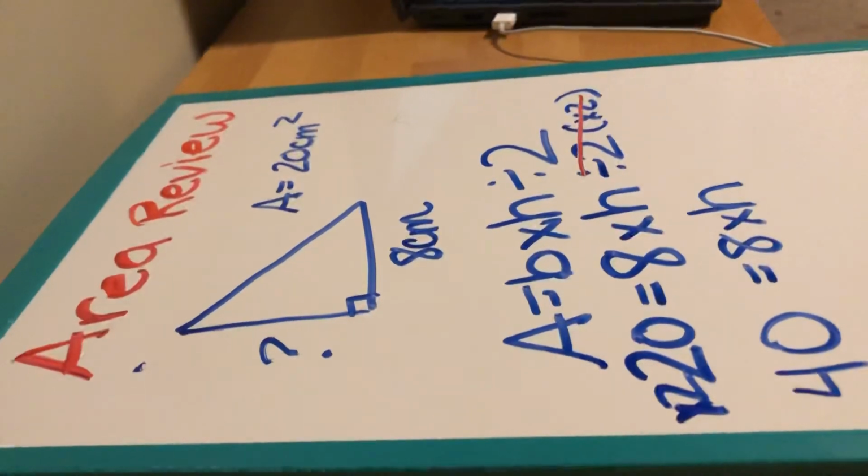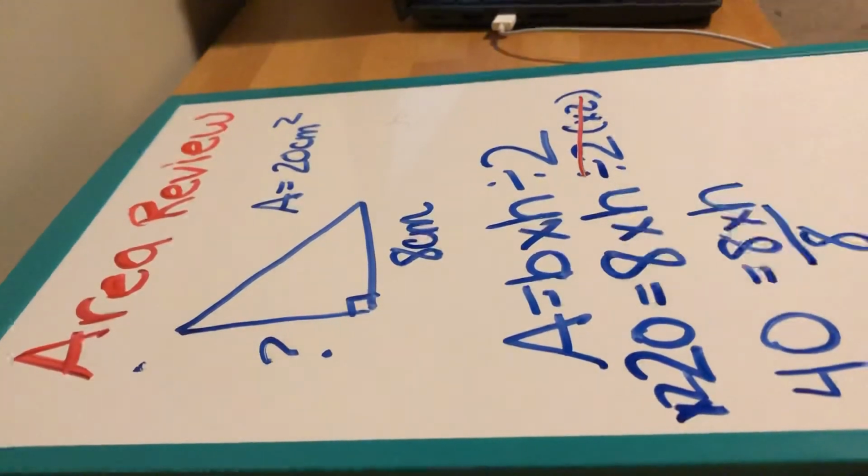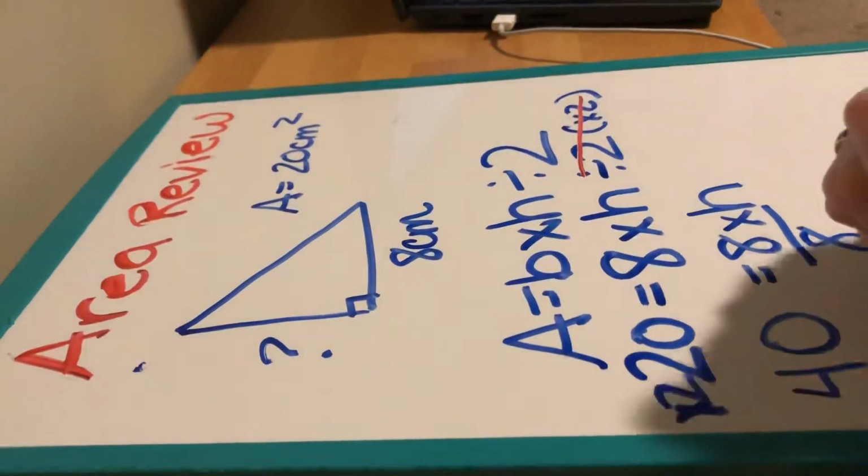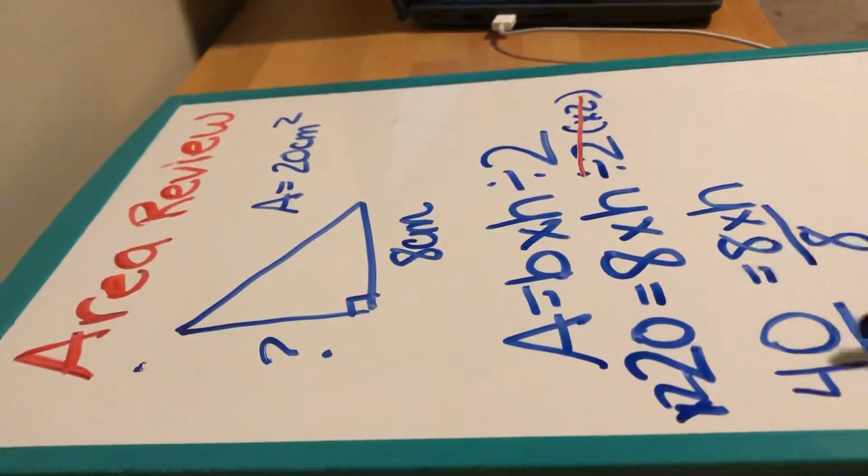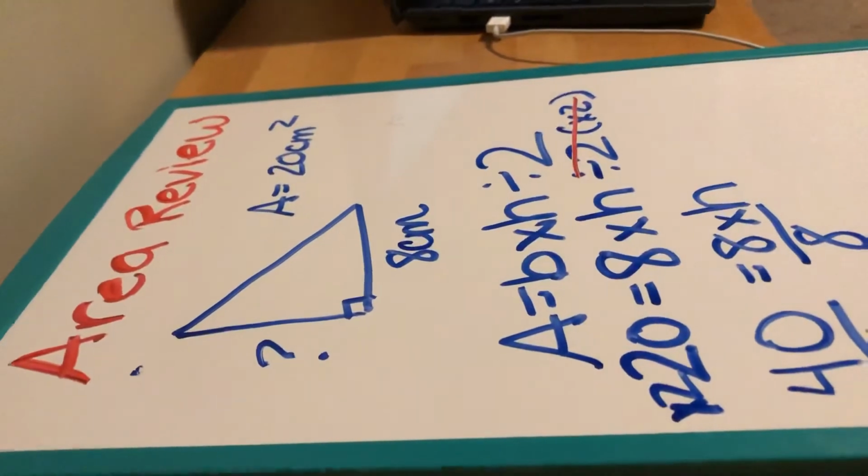But h isn't still by itself yet. So I want to get rid of this times 8. And the only way to get rid of my times 8 is to divide by 8. I can divide by 8 on this side as well, because I have to do the same thing on both sides of the equal sign. And let me just move it down so you can see it.